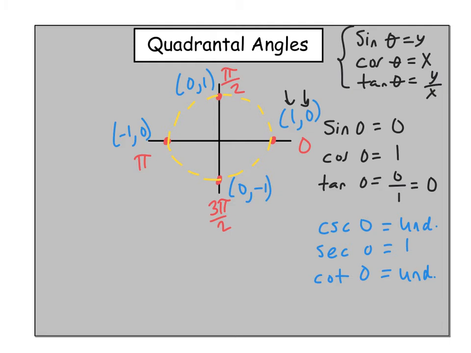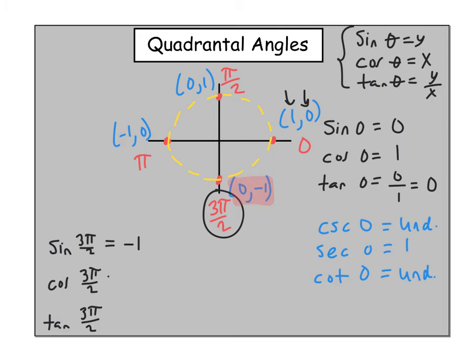Okay, let's do one more. Let's do the 3 pi over 2. Let's do all 6. So for this angle down here, let's do sine of 3 pi over 2, cosine of 3 pi over 2, tangent of 3 pi over 2, and then we'll do their reciprocals as well. So sine, again, is just the y-coordinate. Just looking at the y-coordinate, here's the x and y coordinates there. So the y-coordinate there is negative 1. So that's the sine of 3 pi over 2.